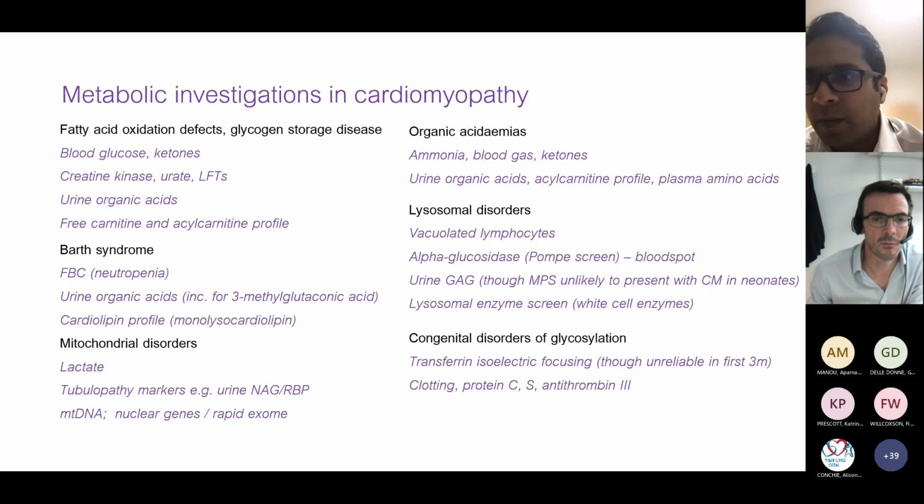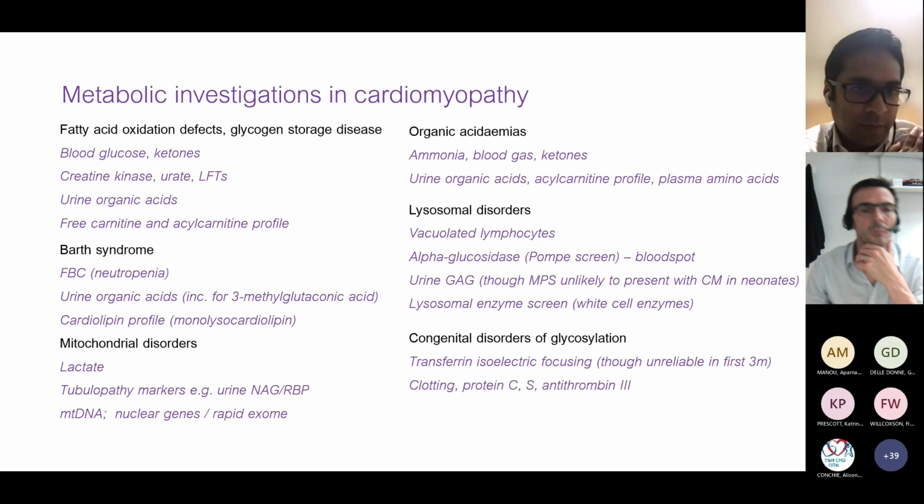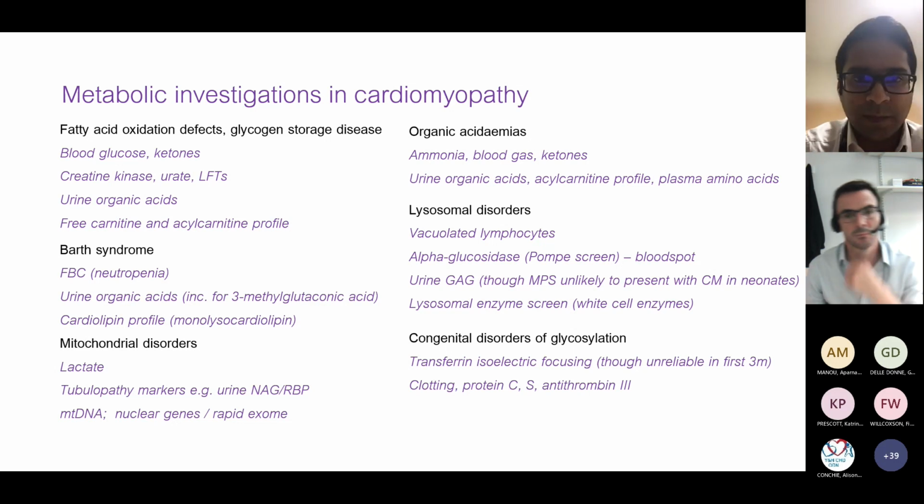So I'm aware that time is coming to an end. So I've just put up the slide summarising the investigations that we often recommend from the metabolic point of view in cardiomyopathy, and just separated based on which groups of IMDs we're targeting. So as I said, with fatty acid oxidation defects, there may be hypoketotic hypoglycemia, so we do the glucose and the ketones. CK and LFTs will be useful. Urine organics and the acylcarnitines are going to be the most important biochemical tests to confirm diagnosis.